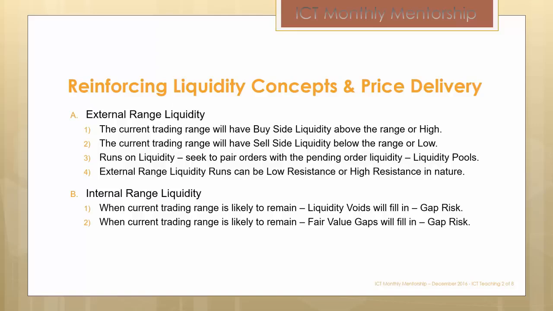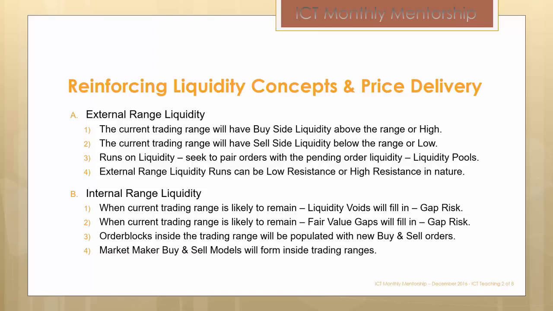So in other words, when we see a liquidity run to close in a range where there's only one real long candle, usually that's a gap fill. Whenever you're in a long and you have a big gap underneath you, that's gap risk. The market many times will reprice aggressively to close in those ranges, and that's what usually stops you out as a trader. We look for them as opportunities. Order blocks inside the trading range will be populated with new buys and or sells. Market maker buy and sell models will form inside trading ranges.